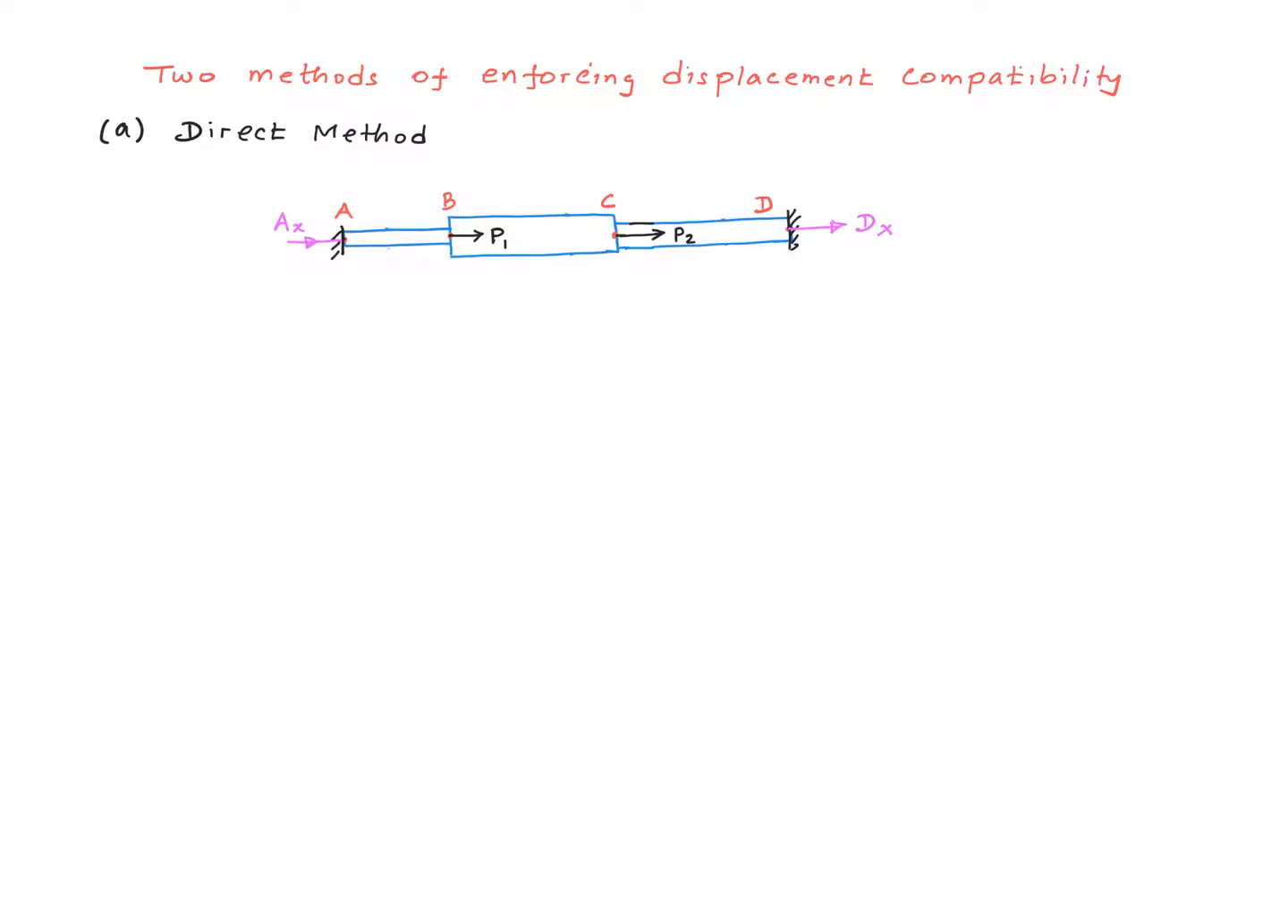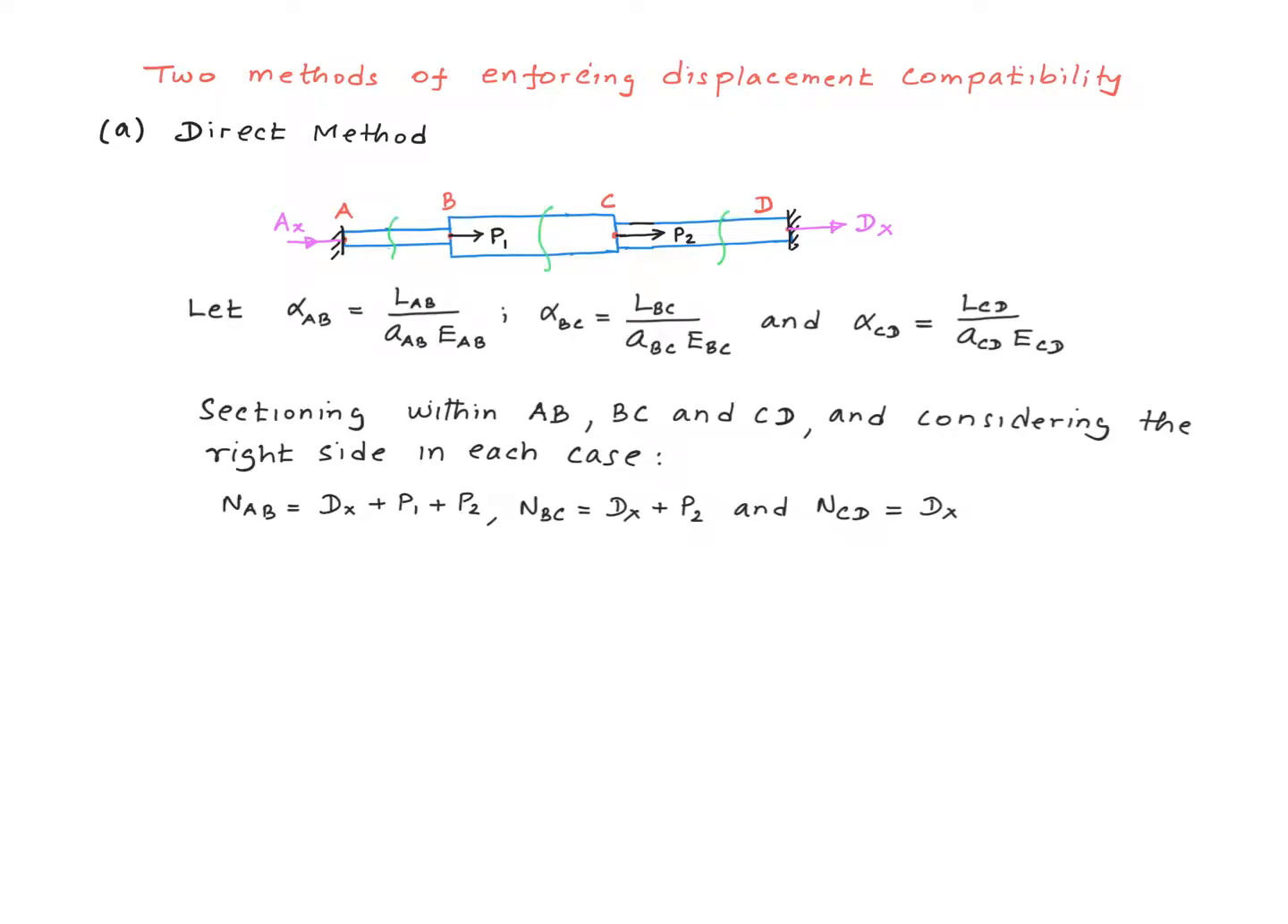Just to show you the similarities and differences between the two methods, let me first turn this into a more generalized problem by putting a force P1 over here and a force P2 at point C. In the first method, we approach this problem as is. So I'll just call this the direct method for now. Let me first introduce some simplified notations here. Let's say alpha AB is defined as LAB divided by little aAB times EAB. Alpha BC and alpha CD are similarly defined.